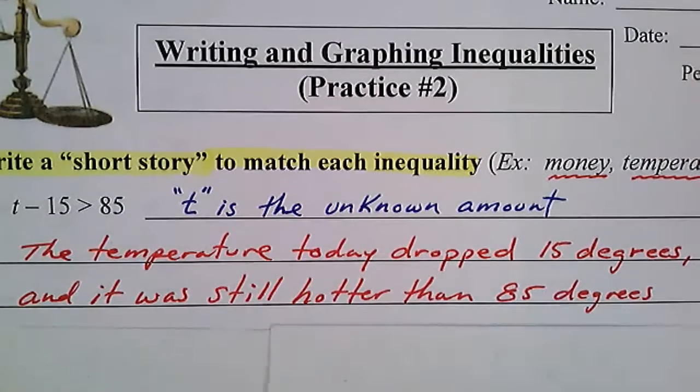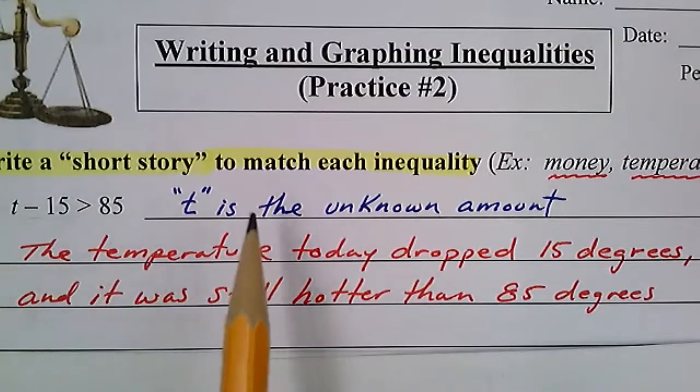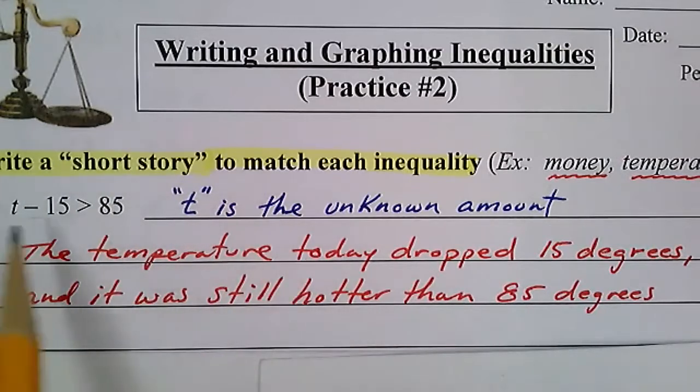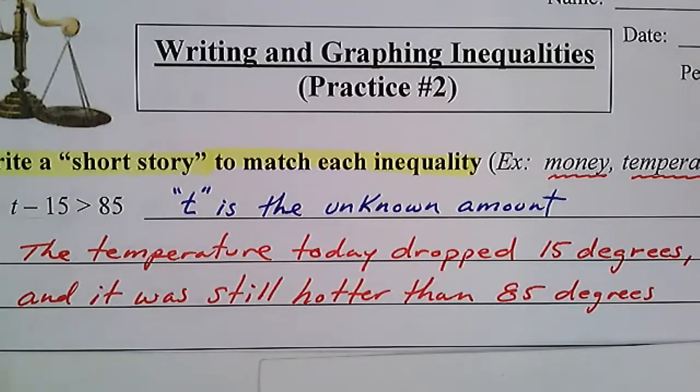Okay, so that's all you've got to do on that. We don't have to solve it. All I want you to do is write a short story that matches. So the unknown amount, a temperature, dropped 15 degrees, and it was still greater than 85 degrees.